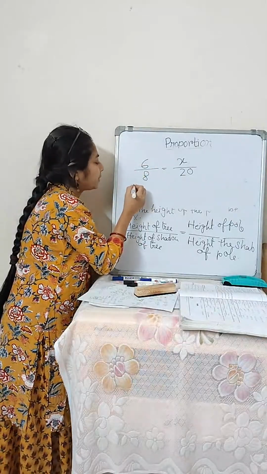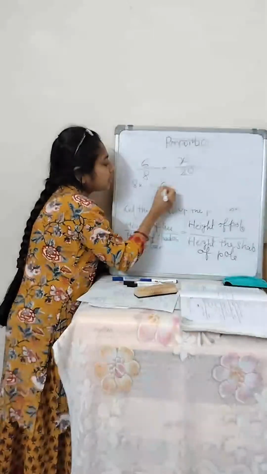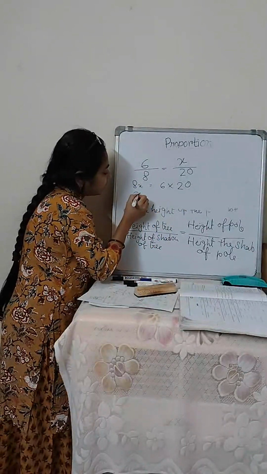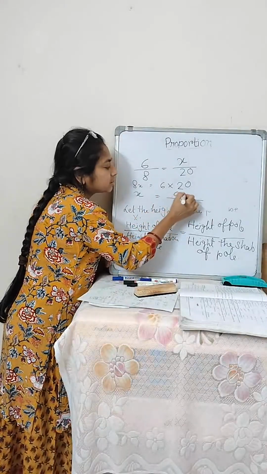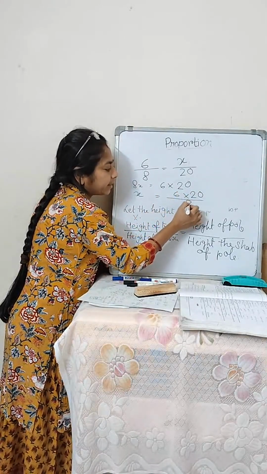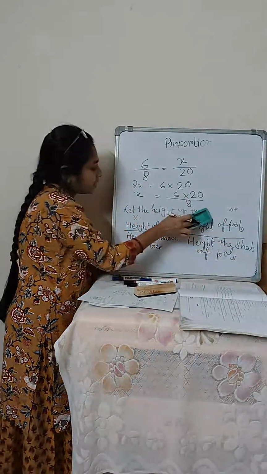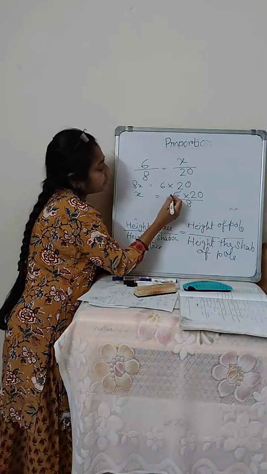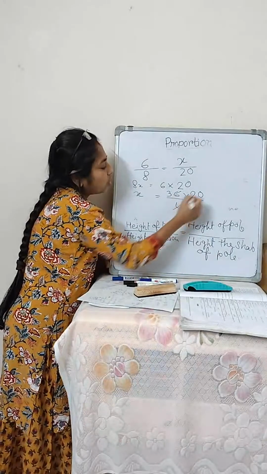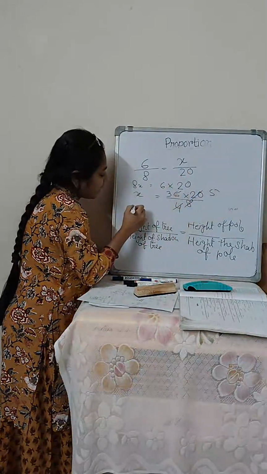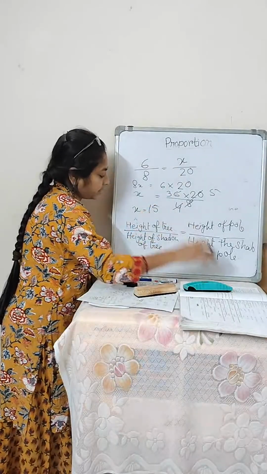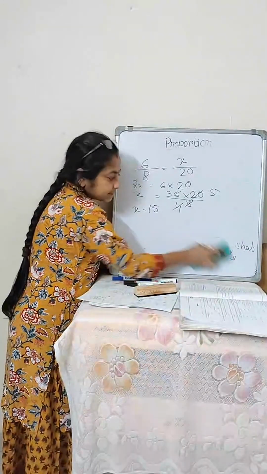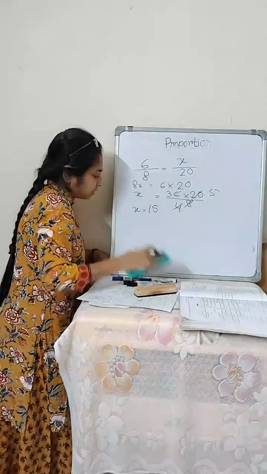Now, find the value. Cross multiplication. 8x is equal to 6 into 20. Do not do any multiplication, you just write this way. X is equal to 6 into 20 by 8. Clear? Make it simplify. How can I make it? 2, 3, 2, 4, 4, 5. X is equal to 15. Now it's not the end of the math. I can write the answer, then it should be completed.